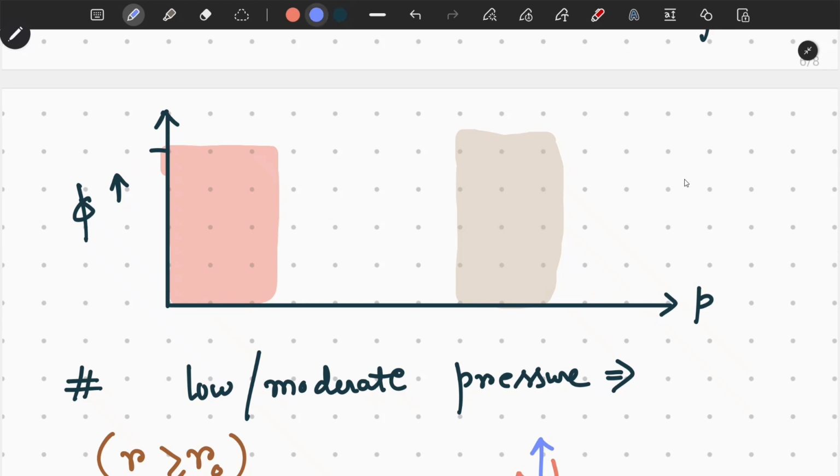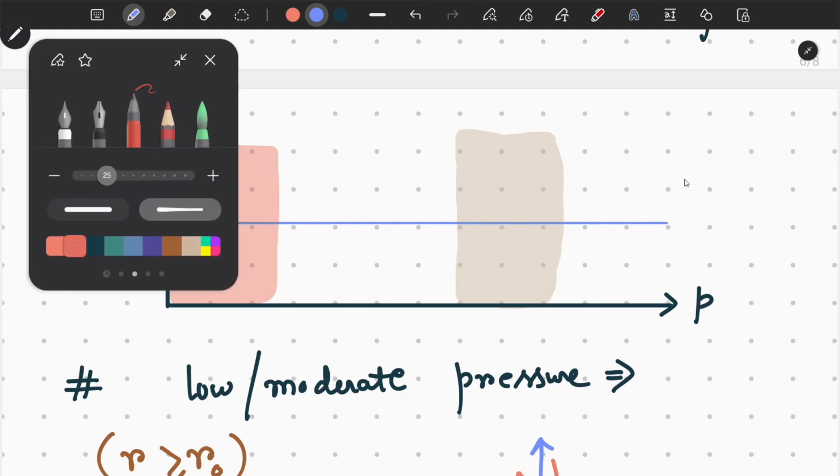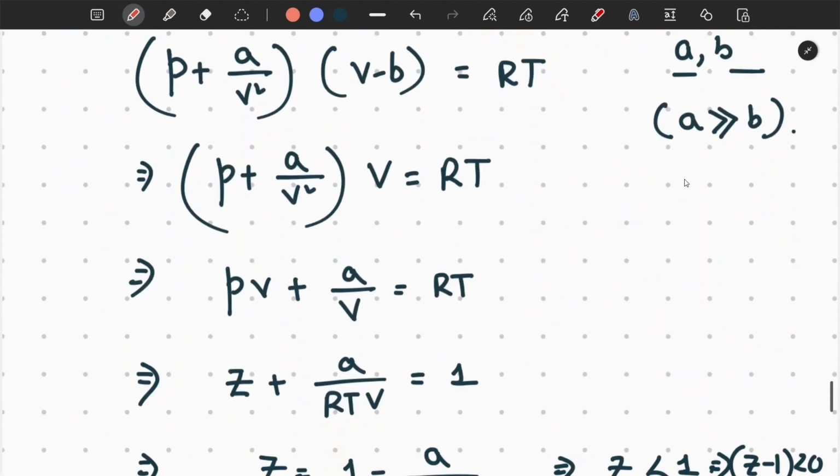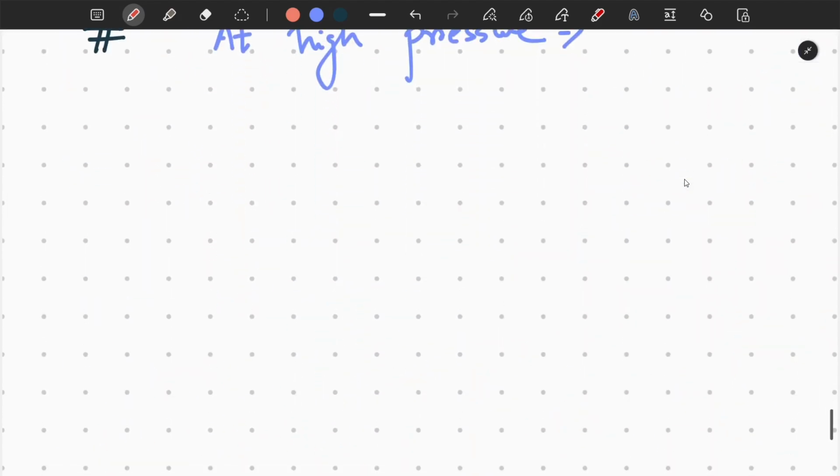Ln phi is less than 0 and phi is less than 1. But we need one more. Let me draw it for 1. Let's say this is the 1. So this part is less than 1. Probably it can be anything, we'll see what will happen at the high pressure region. Then we will draw the total curve. So phi is less than 1, not less than 0. I drew it wrong. Okay.